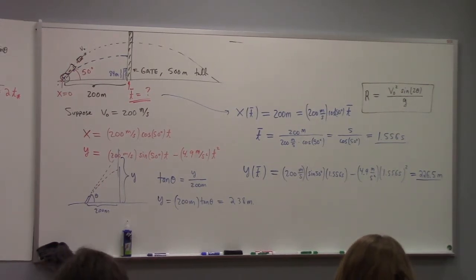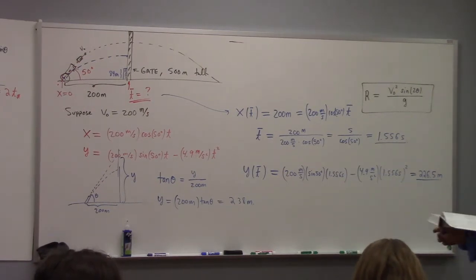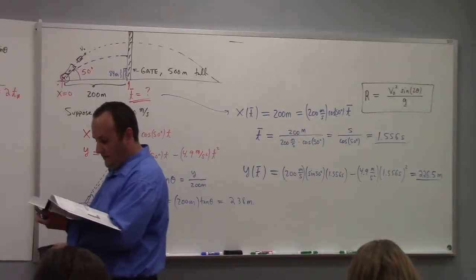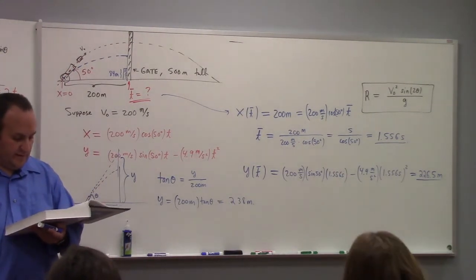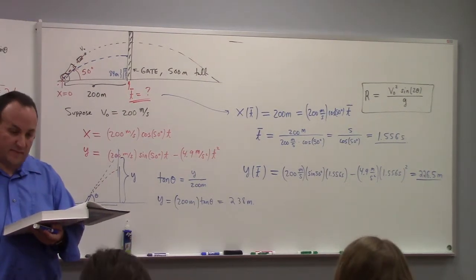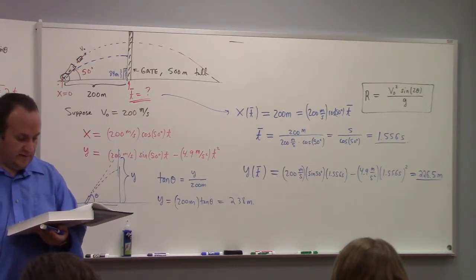Which one? Page 47, problem 71. Oh, see, now you're going to make me work. All right, so we had a cliff. We throw a stone vertically with a speed of 15.5 meters per second from the edge of a cliff 75 meters high. And the question is how much later does it reach the bottom of the cliff?